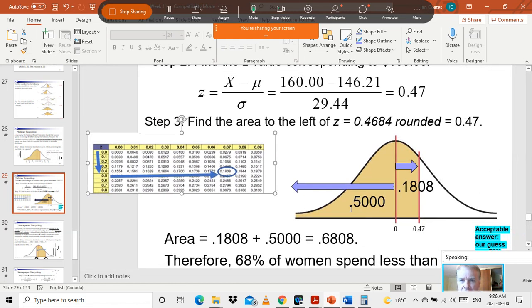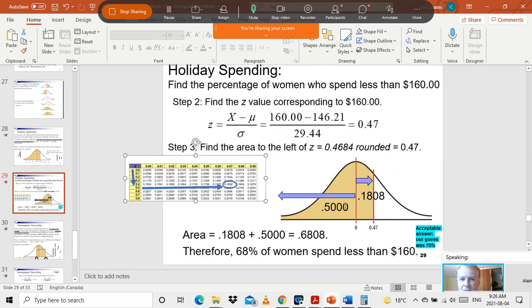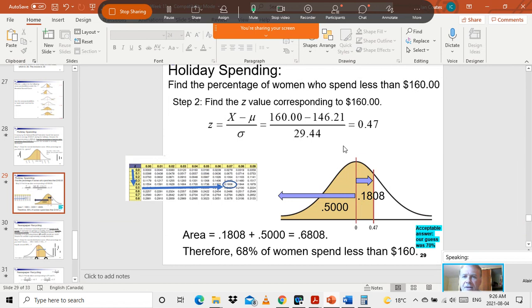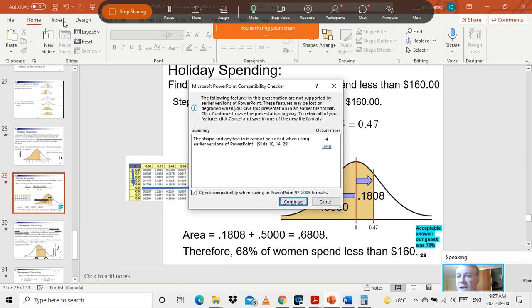Now, what we have here is 47. So we have this 18% plus this one here. We add them all up and we get 68%. That's how this one works. We don't need to do anything to this side because we know that it's 50%. The only issue is figuring out this area right here. You use your Z value, go to your table, find your percentage, add them up, and there you go, 68%.